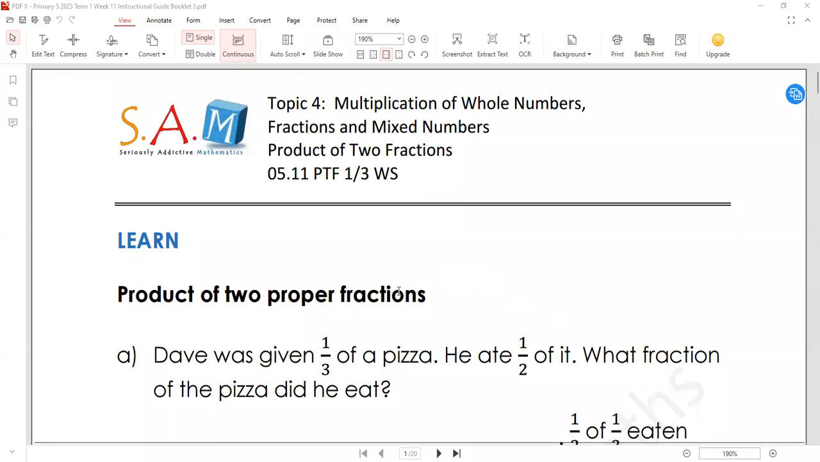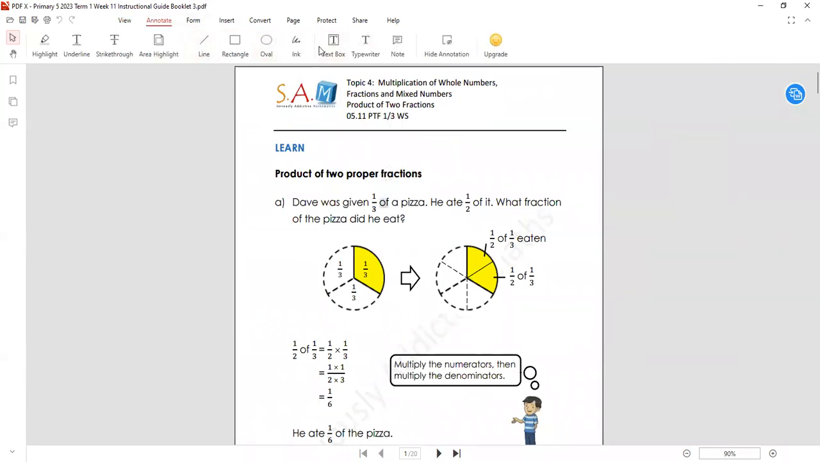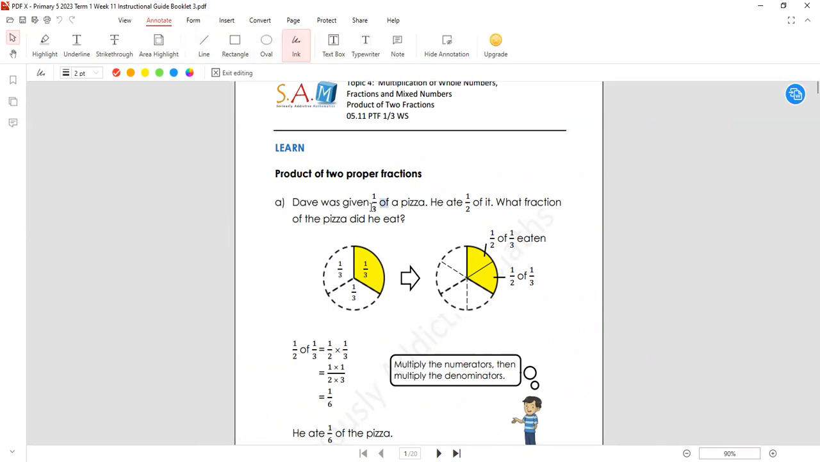Okay, so for booklet number 2 is the product of 2 fractions, right? This is seemingly easy as well. How do you do the product of 2 fractions? To really understand, what is "of"? "Of" means times. So if I say he ate half of the 1/3 of pizza, it's basically 1/2 times 1/3.